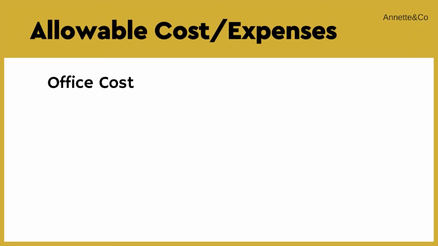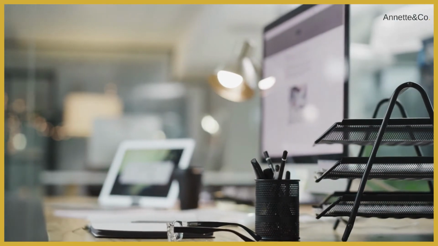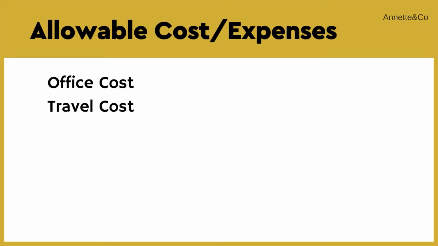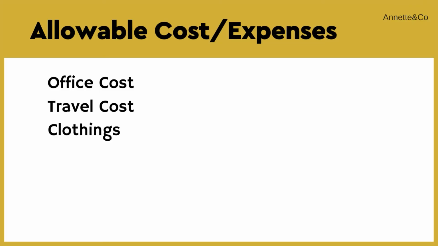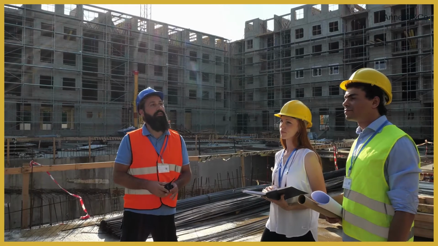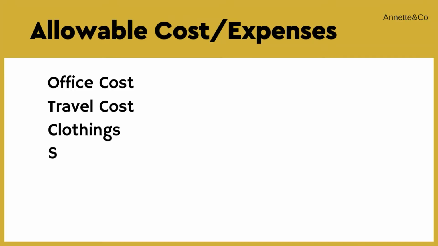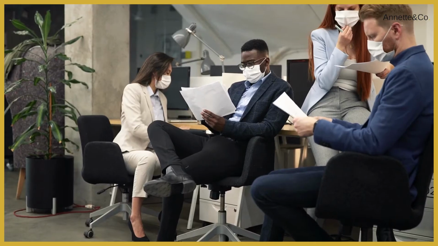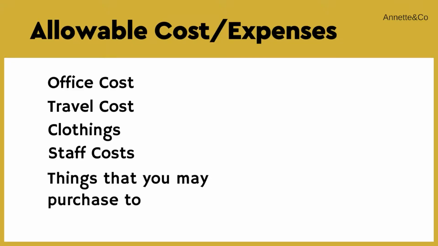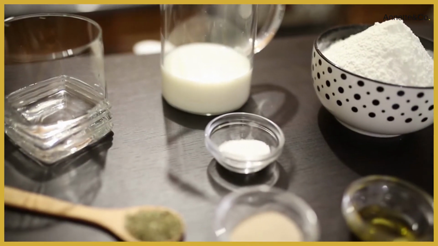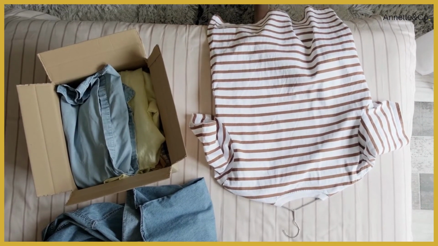Now, allowable expenses do not include money that you have taken out of the business for you to use personally. Some allowable costs include office costs, things like stationery or phone bills, travel costs like parking, train fares, bus fares, clothing, but only if it is uniform based or if it is protective equipment, staff costs, whether that be employees, subcontractors, or freelancers, things that you may purchase to sell on, be that materials to make things or the actual purchases that you then directly sell yourself.